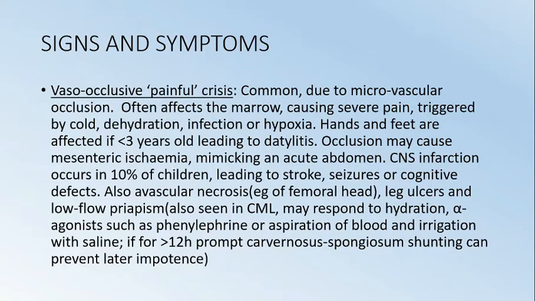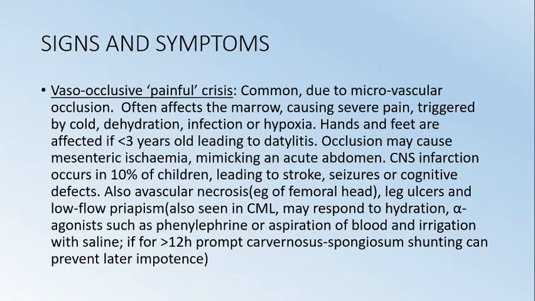So let's go into some signs and symptoms that we see with sickle cell. First and very common, the vaso-occlusive painful crisis. It's called painful for a reason. It's very common, and it's due to microvascular occlusions. What happens is intermittent episodes of vascular occlusions, especially in connective tissues and musculoskeletal structures.